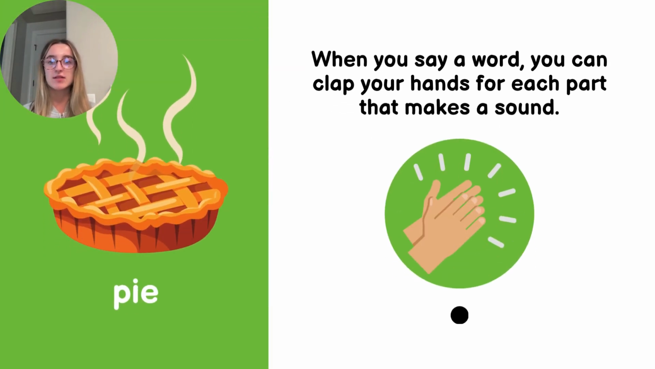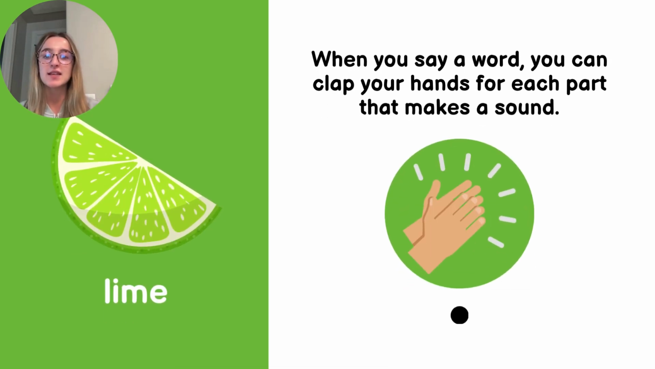So let's do this one together. Let's look at this. Do we know what that is? Yes, that looks like some pie. I wonder if it's pumpkin pie. Maybe. So we're going to do pie. Ready? 1, 2, 3. Pie. Good job. And next we're going to look at this. This looks like a lime to me. All right, ready? Get our hands ready. 1, 2, 3. Lime. 1 syllable.